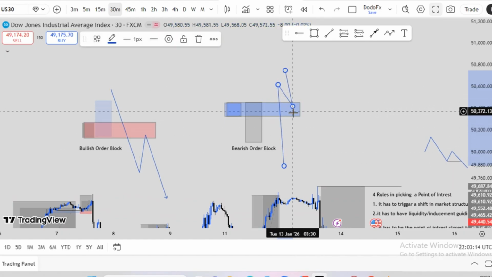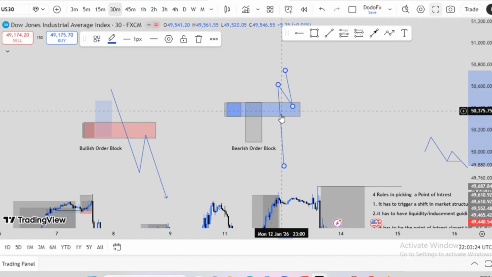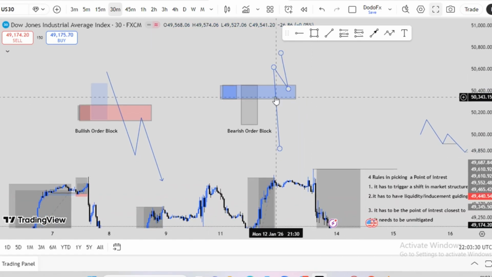So it came back. Once it breaks it, it did not mitigate it. It's only mitigated when price comes back to tap the point of interest. So now, instead of price restoring this point of interest, it broke it and then came back to tap into it and move. That means it is mitigated now, but it's unmitigated as it is like this.